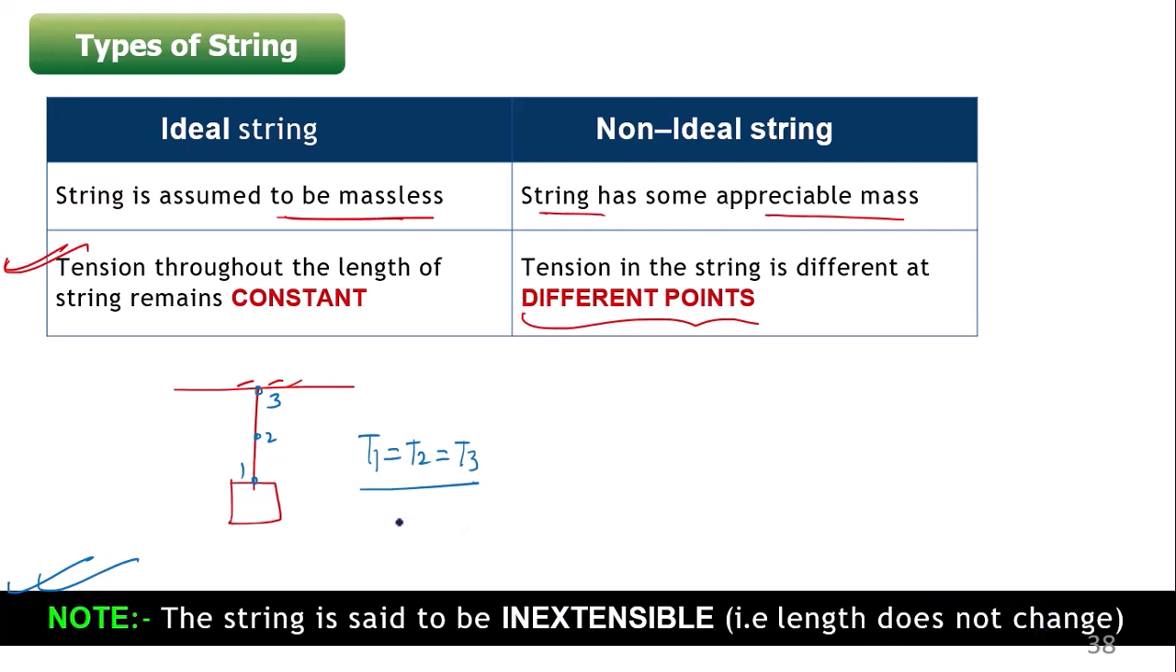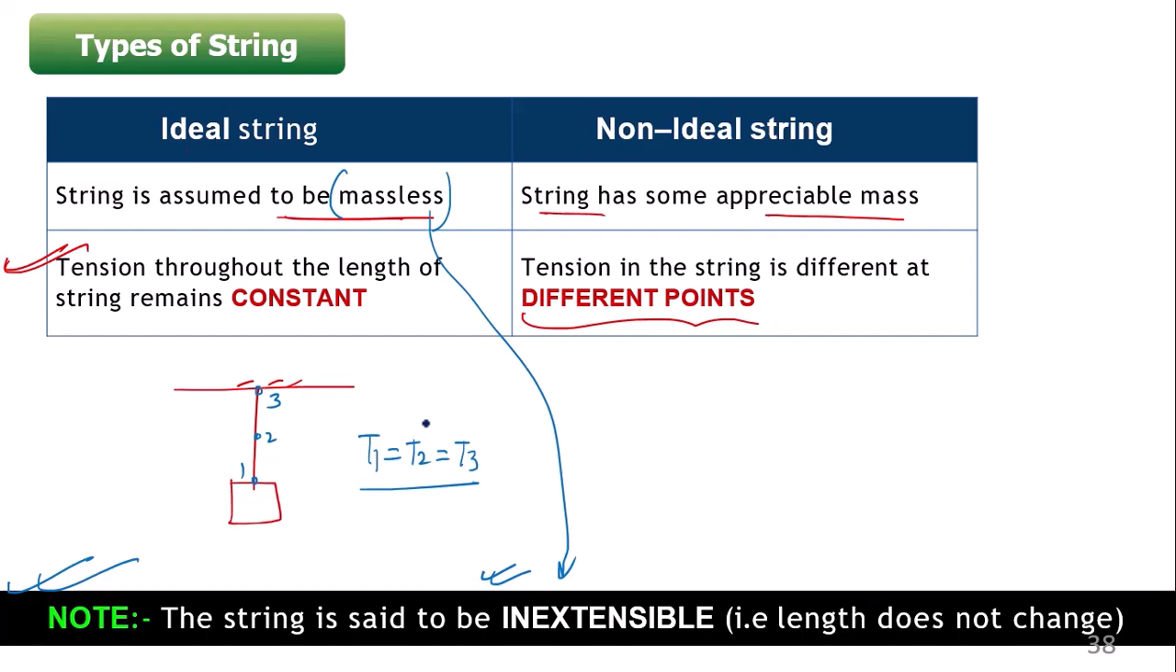Whenever I am saying the tension is the same at points 1, 2, 3, at all points the tension is the same, that means the string is behaving as inextensible. That means you cannot stretch the string. It is not stretchable. So inextensible strings are basically the ideal strings. So ideal strings are inextensible and massless. So whenever I am saying a string is massless or inextensible, these two are important characteristics of an ideal string.